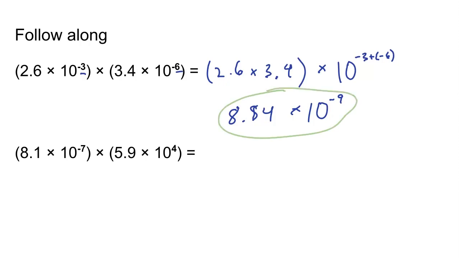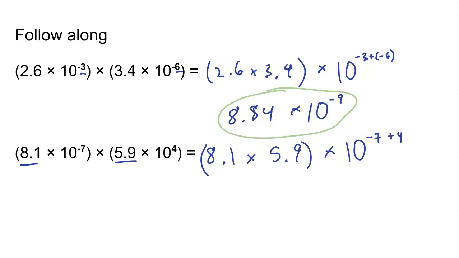Next I have 8.1 times 10 to the negative 7th times 5.9 times 10 to the 4th. So I need to start by multiplying the coefficients, which gives me 8.1 times 5.9 times 10 to the negative 7 plus 4. And 8.1 times 5.9 is 47.79 times 10, and negative 7 plus 4 equals negative 3.